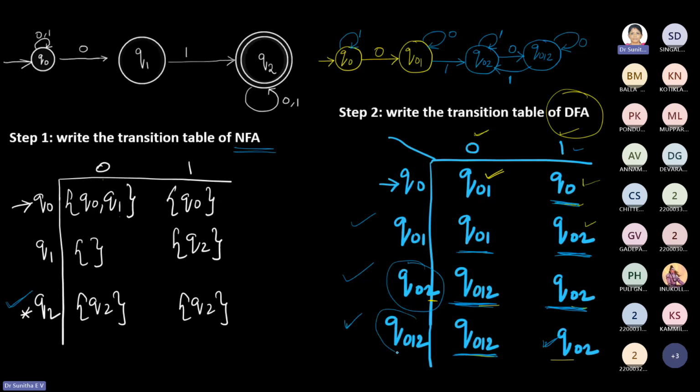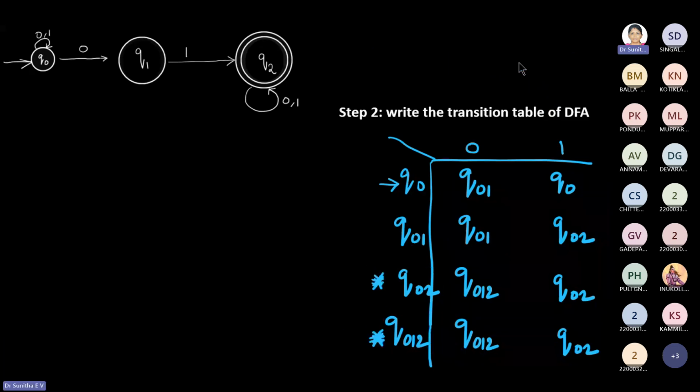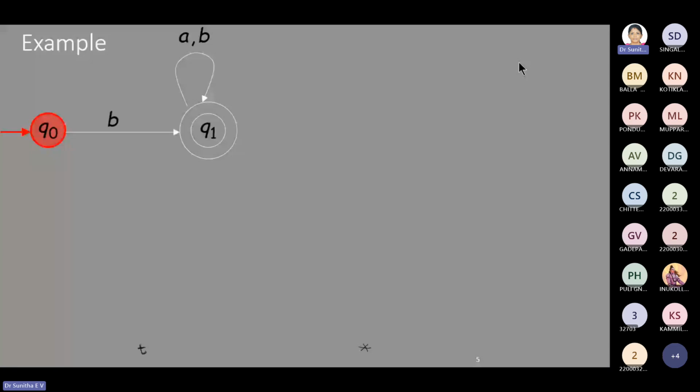And here also we have a combination with Q2. So wherever we find a combination containing the state Q2, we take those states as final states. Since Q2 is here and here, we mark these two states as final states. These are the two final states we marked, and the machine I have drawn is like this, as we have already drawn. So this is how we convert an NFA to a DFA.